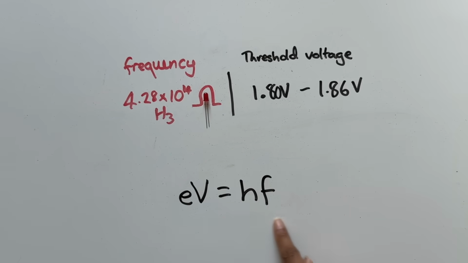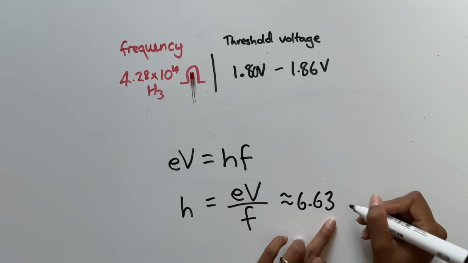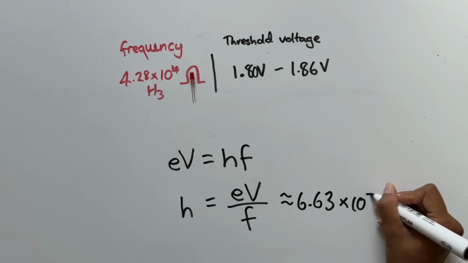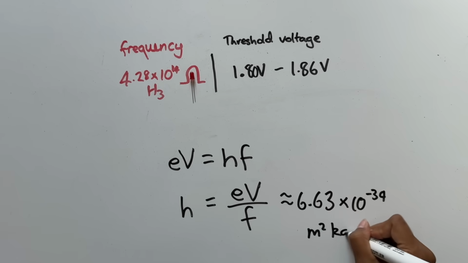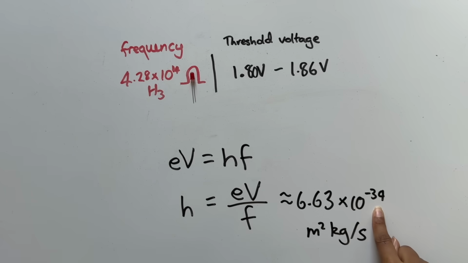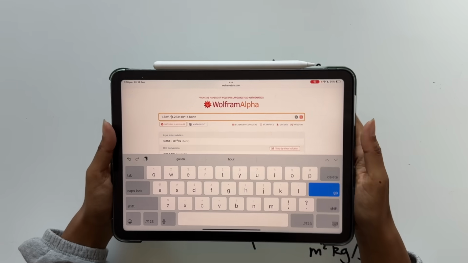Let's rearrange to get h. We're hoping that this is going to be approximately equal to 6.63 times 10 to the negative 34 meters squared kilograms per second. Let's see. This is an incredibly tiny number. I would be happy just to roughly get into the same order of magnitude. So let's put in first our low threshold value and see what we get for h. Wolfram Alpha is really good for these kind of calculations because it deals with the units for you.